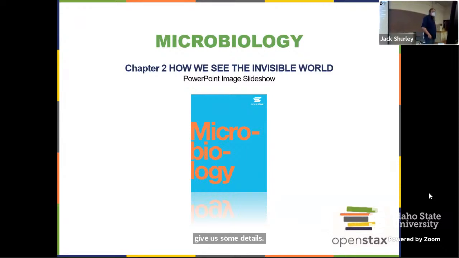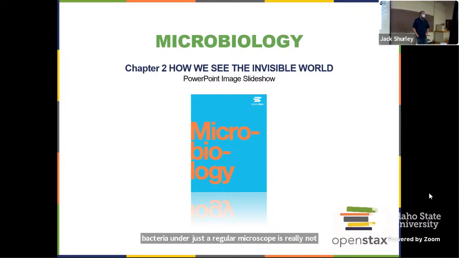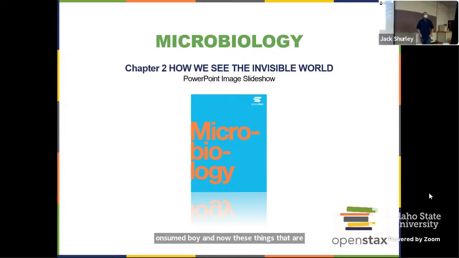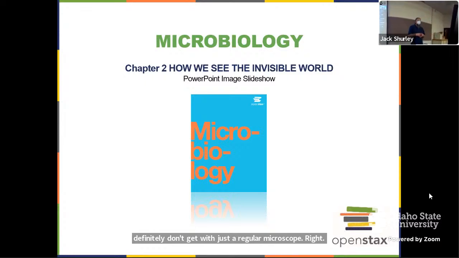I told you before, oftentimes seeing stuff like bacteria under just a regular microscope is really not very impressive. Little specks that you might think of as purple colored dust or something like that. It's very, very small. But when you use an electron microscope, you can zoom way in. And now these things that are maybe not so impressive, at least to me, all of a sudden are super cool as we see some features that you definitely don't get with just a regular microscope, right? And it really kind of depends on the circumstances as far as what you might be needing, all right?